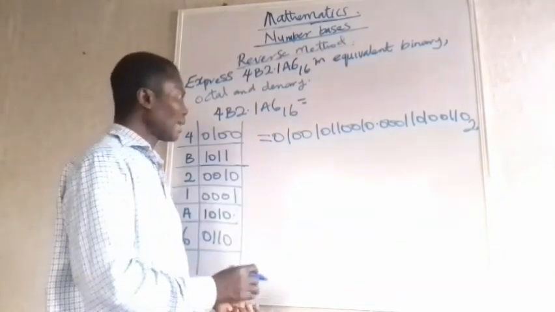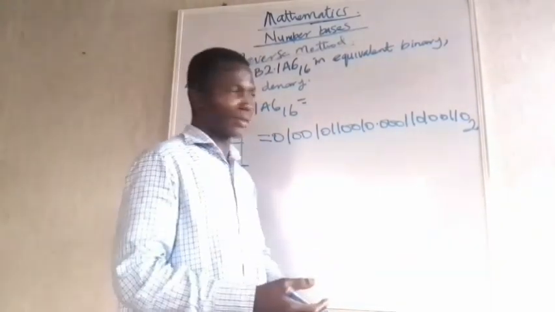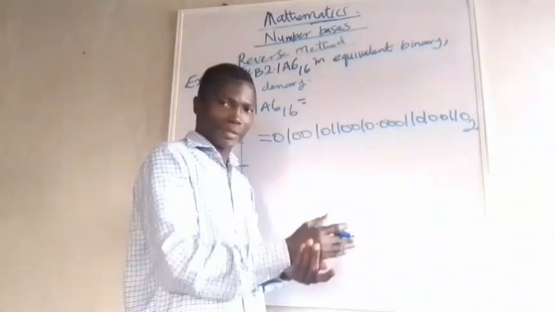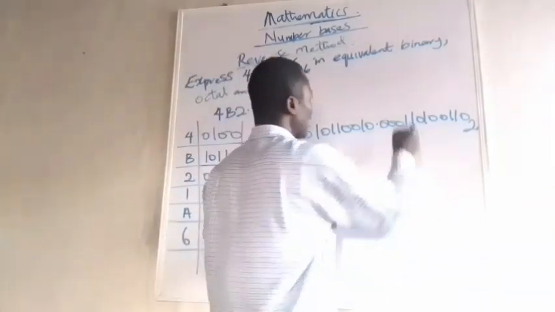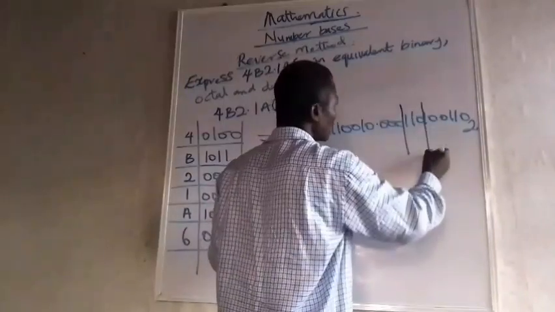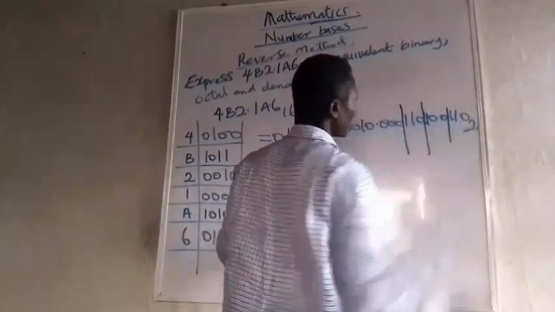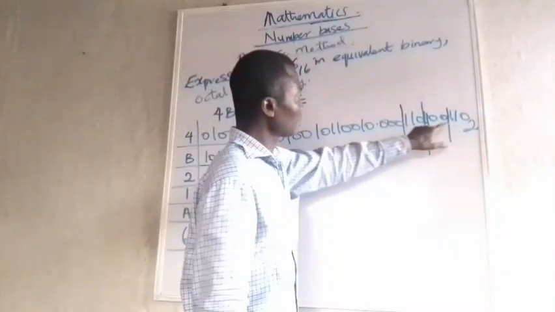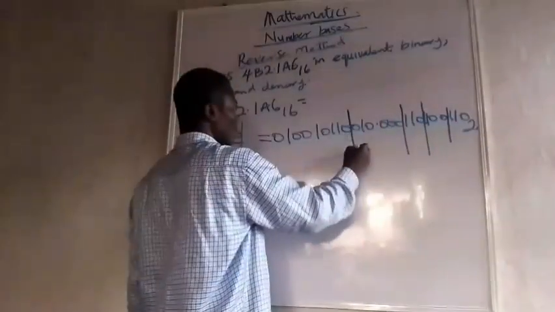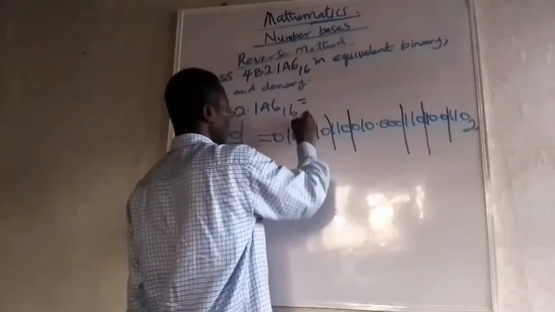Very easy. Now let's see how we convert this one to base 8. We will arrange it in threes, just like we did the other time. So this one is now going to be 1 here, 2 here. So I have 1, 2, 3. So in this case 2, 3, 3.